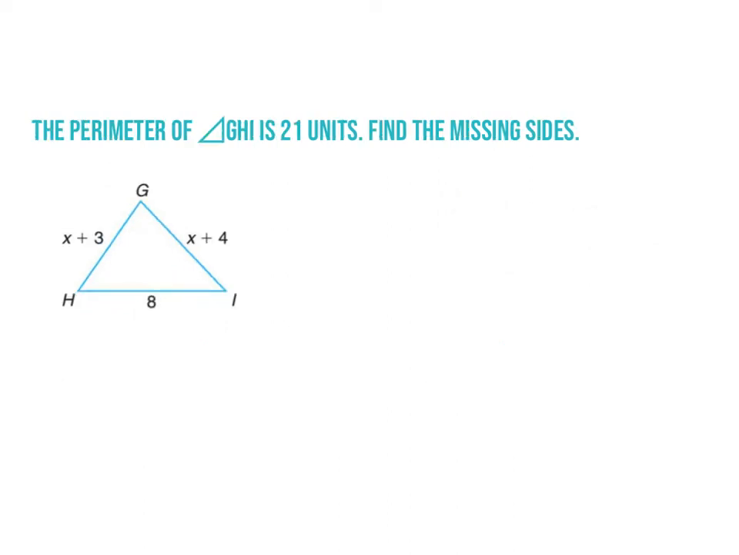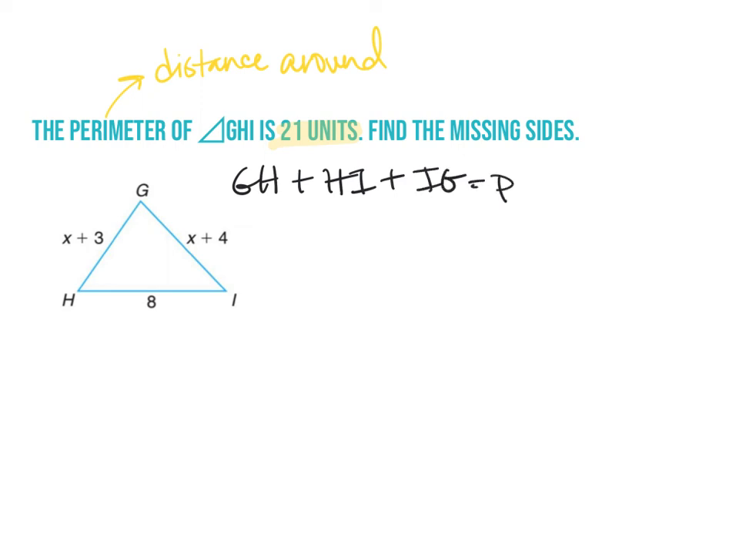The last thing we might see in this unit is a problem like this. Okay, this says the perimeter of GHI is 21 units. Perimeter just meaning distance around a shape. Right, so if I were to add all three sides, that's how I would find the perimeter. So I'm going to use that to my advantage, right? If I would take GH plus HI plus IG, that would give me the perimeter because I'm adding all three sides together.